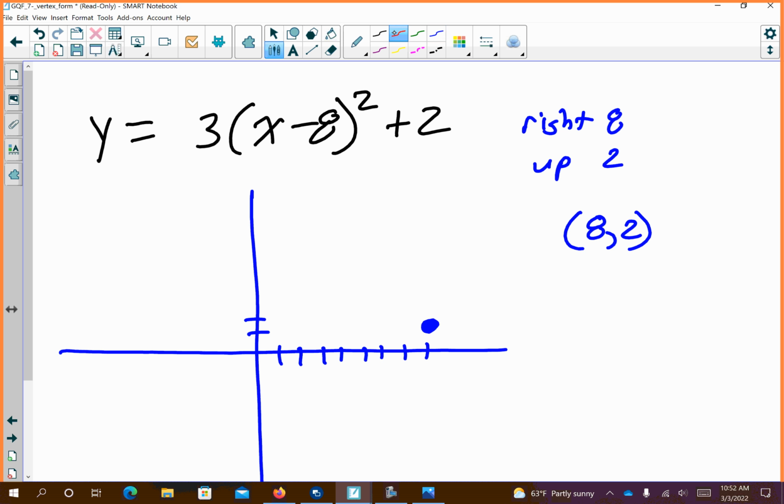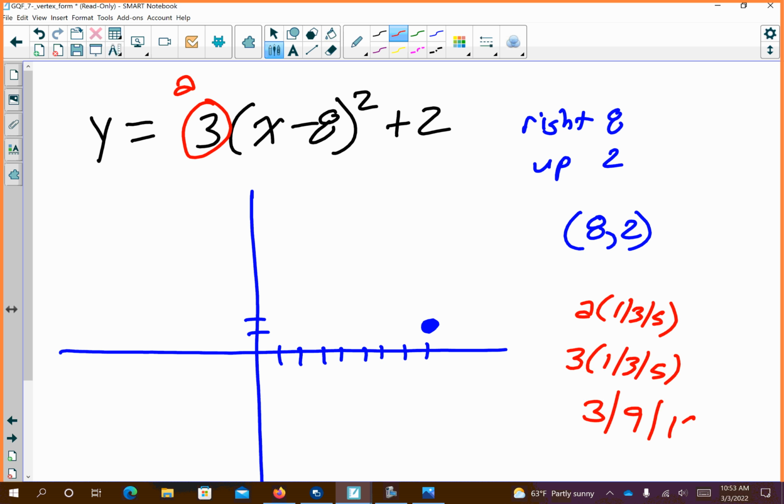Now you remember we had this here, right? So this is my A value. And we use the A value to pattern graph. A times 1, 3, 5, right? So this is going to be 3 times 1, 3, 5, which is going to be 3, 9, 15. So I'm going to go right one up 3, left one up 3. There's my parabola.